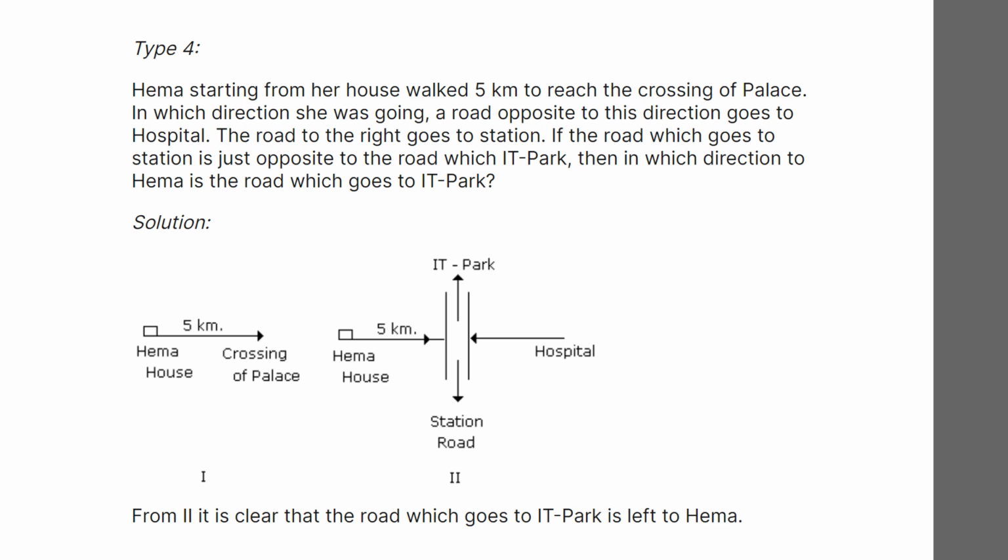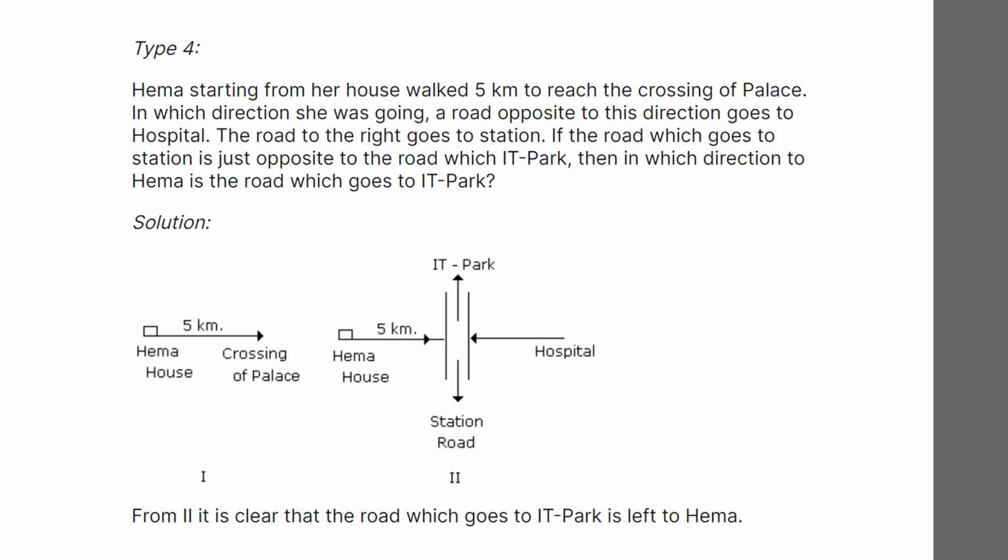Yes, you can see here in the picture below, from Hema's house she traveled for 5 kilometers and reached a particular junction, where you can follow the second sentence in the problem. In which direction was she going? A road opposite to this direction goes to the hospital. Yes, the direction where Hema is traveling, the opposite direction is the hospital direction. Now, with these first two sentences, a clear picture about the hospital and Hema's house location has been traced. Now, the road to the right goes to the station.